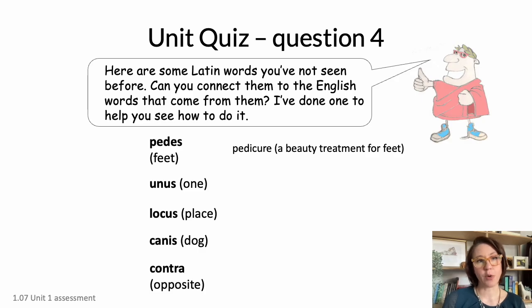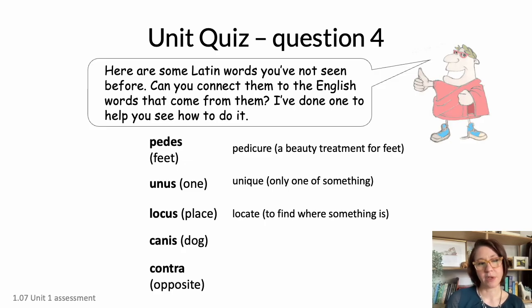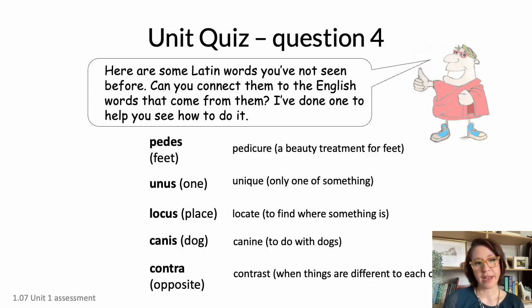And the final part of the quiz, matching up some English words that your students may have not seen before to the Latin that gives us that word. So we give them the example of a pedicure being a beauty treatment for feet, connecting to pedes. Unique, when there's only one of something, connects to the Latin unus, meaning one. To locate is to find where something is, connecting to locus, meaning place. Canine is to do with dogs because the Latin canis means dog. And to contrast, when things are different to each other, comes from the Latin contra, meaning opposite.